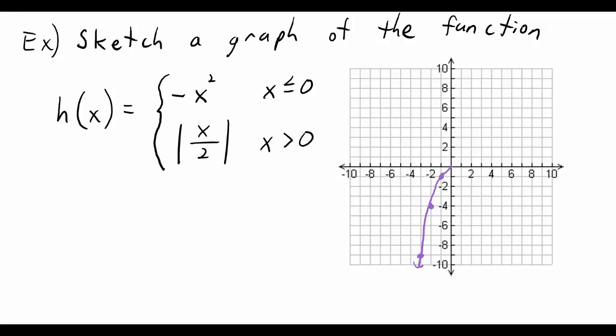When we have positive x's, it will be the absolute value of x divided by 2. So when x is 2, y is 1. When x is 4, y is 2. When x is 6, y is 3. So this part of the graph will be linear. So we have an upside-down parabola on the left and a line on the right.